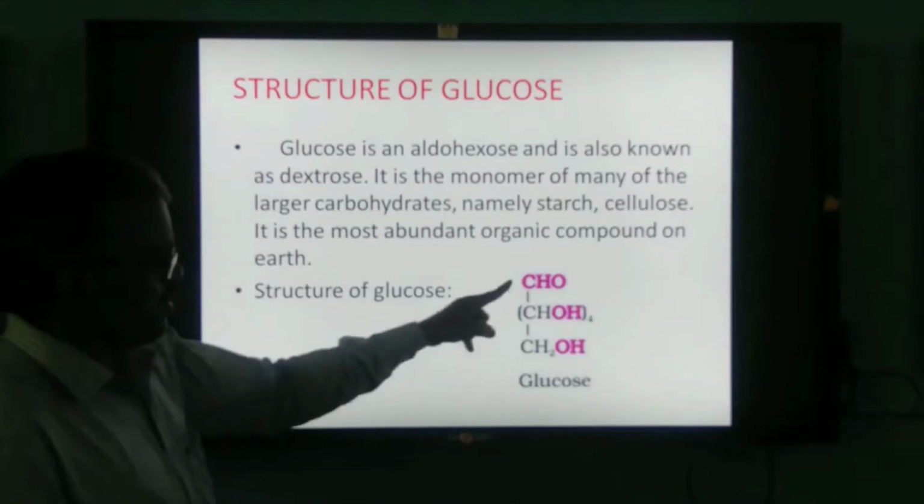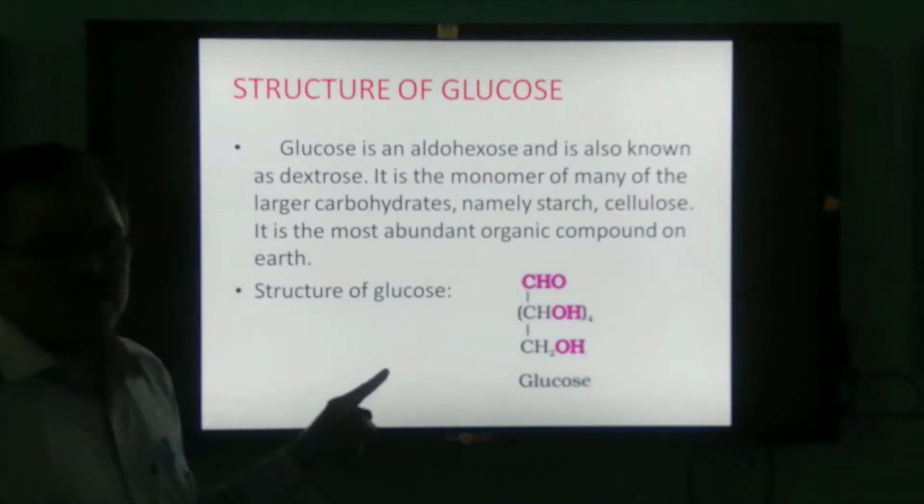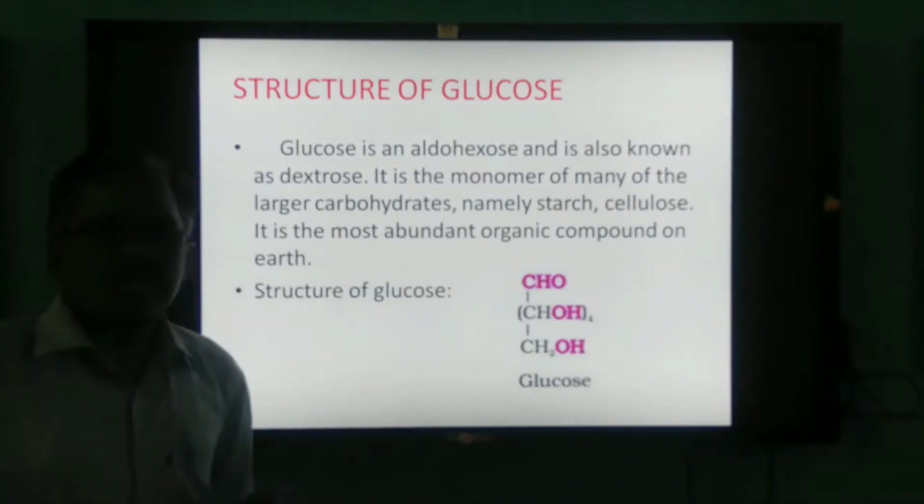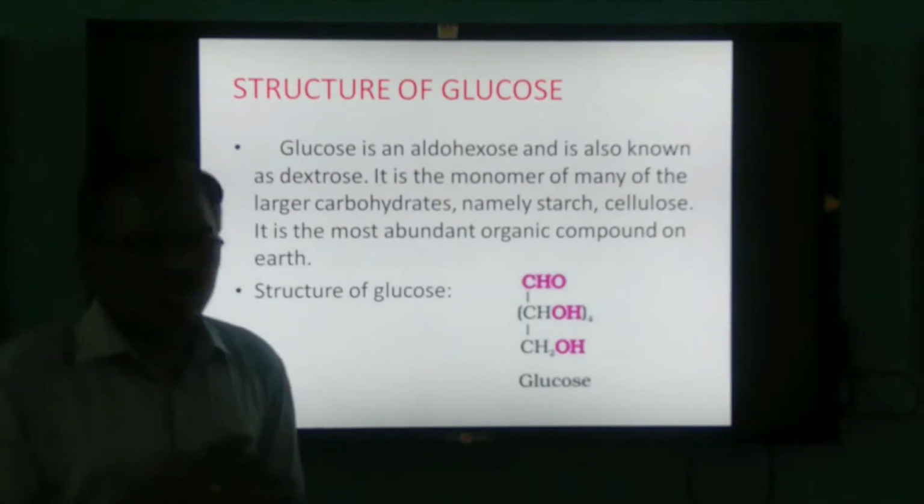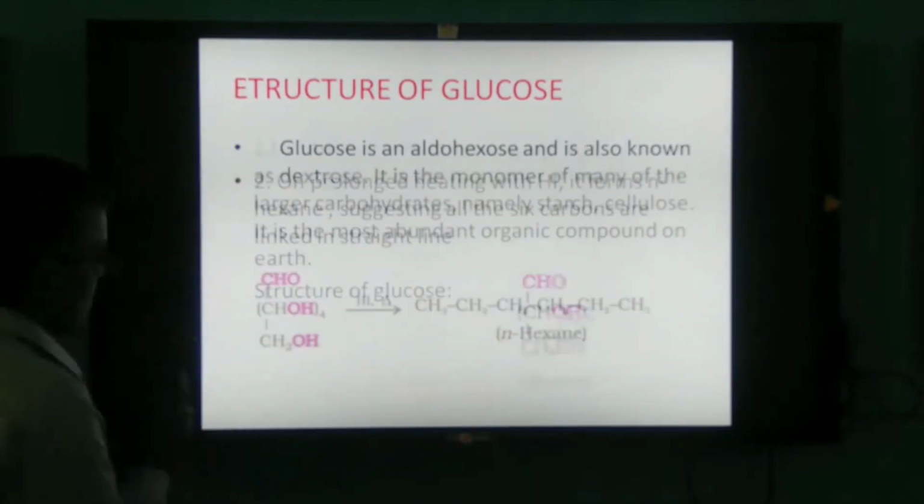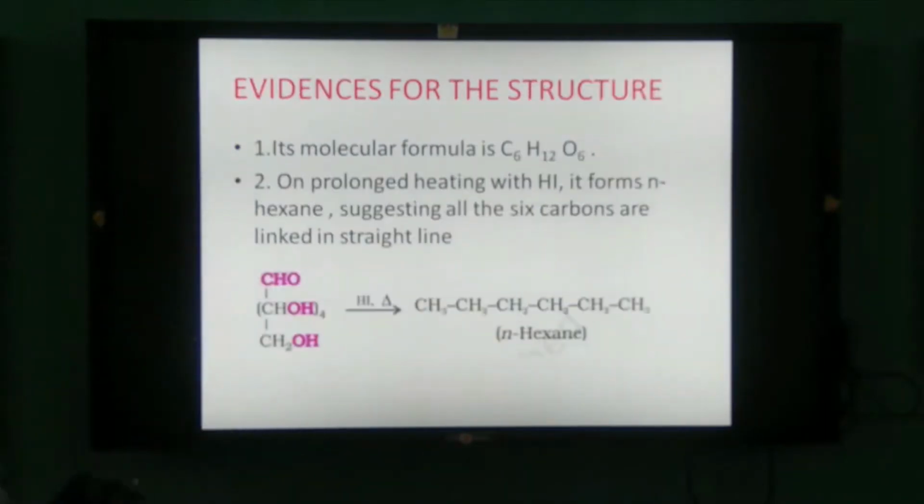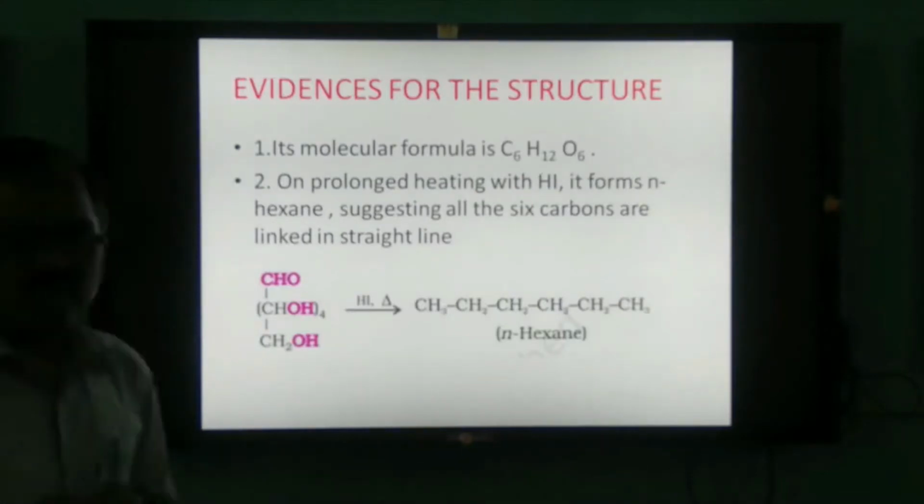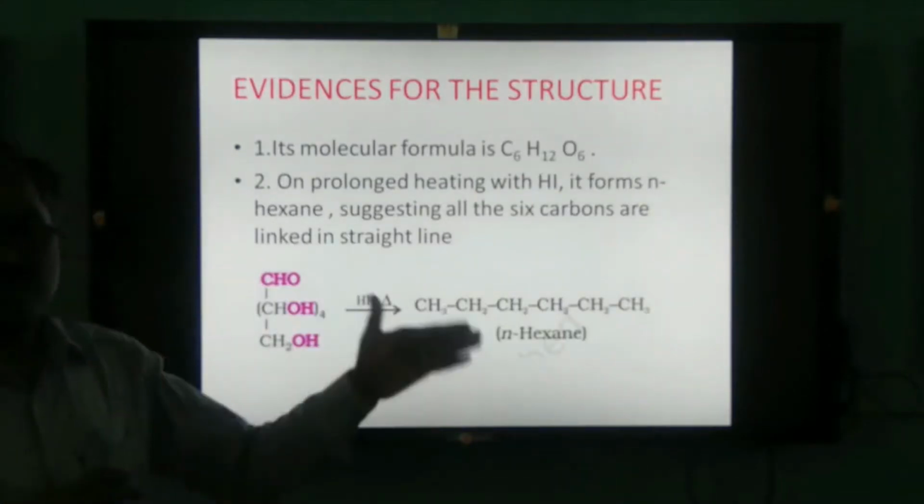Okay, CHO. Totally there are 6 carbons and 1 aldehyde group, so that is why it is known as aldohexose. Next, evidences for the structure. So what are the evidences for the structure of glucose?